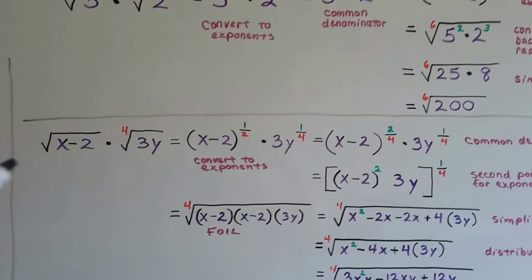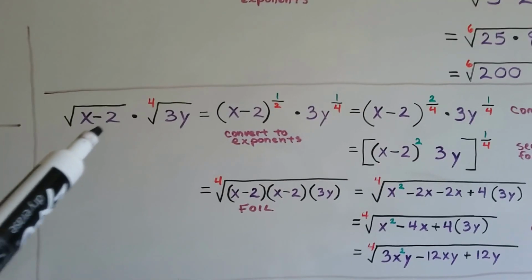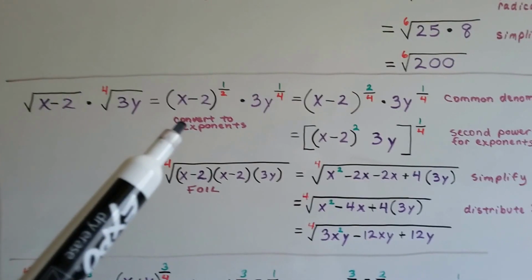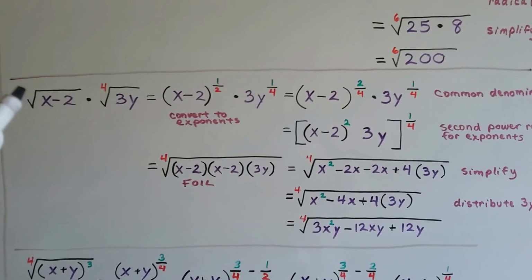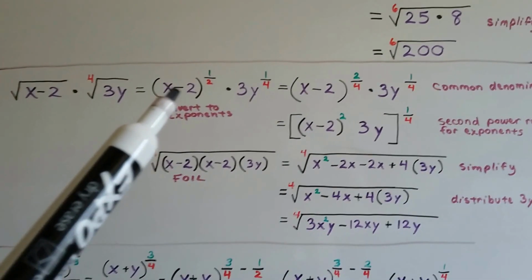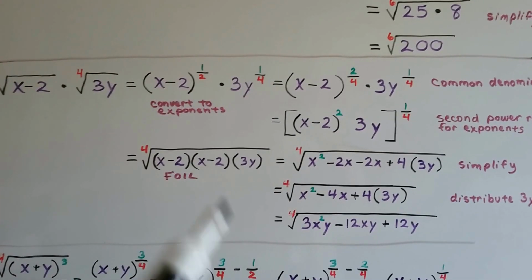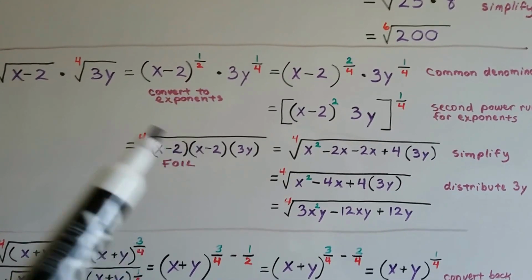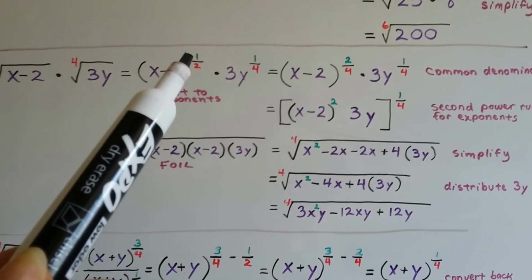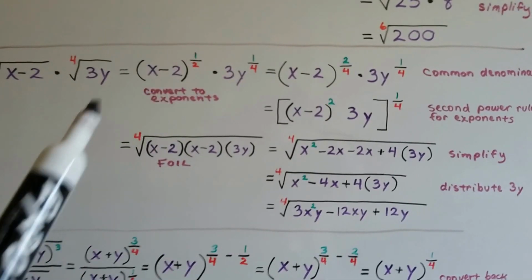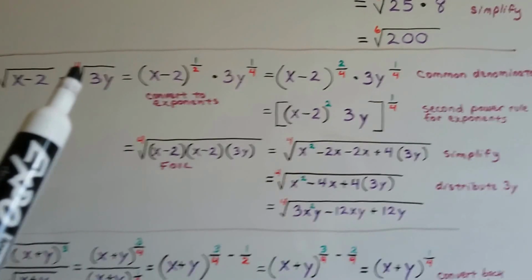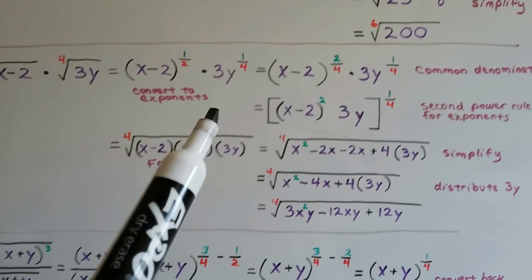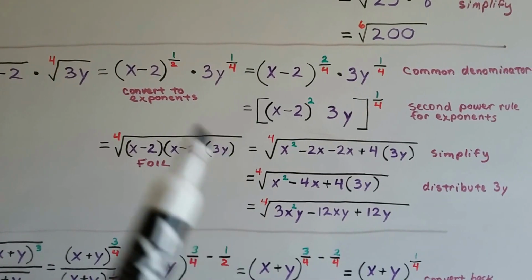Let's try this one. Now we've got the square root of x minus 2 times the 4th root of 3y. We can convert it to exponents. So we know there's a little 2 that's hidden here. So we've got x minus 2 raised to the half power. See? There's a little 2. That was our index. This is to the first power. So that's why our numerator up here is a 1. And this is our denominator, isn't it? And this is to the first power.